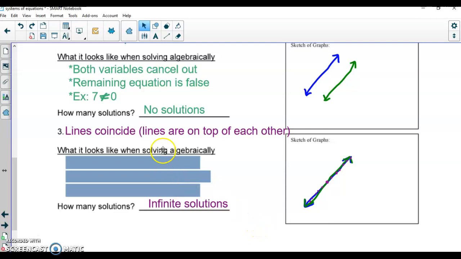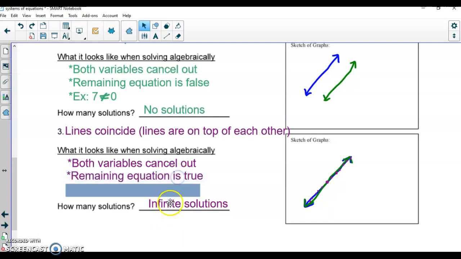What is that going to look like algebraically? Well, the variables are still going to cancel out. I'm going to have no x's and no y's left in my equation, but that remaining equation is going to be true. It's going to happen every single time. So you're going to get something like 5 equals 5, or 17 equals 17, or -7 equals -7. Okay. We'll explore how to solve these algebraically in the next 2 videos.